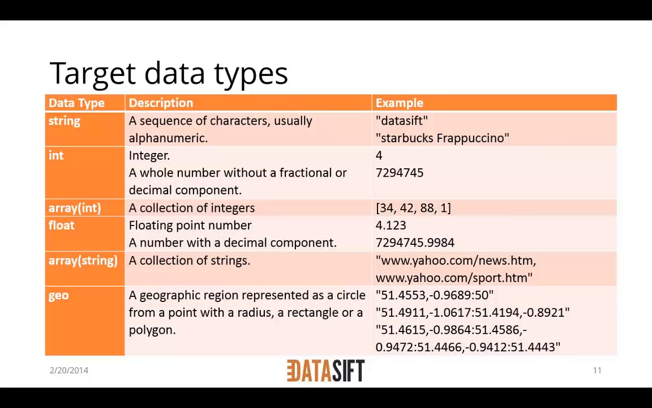Arrays of strings. So going back to the one I mentioned about the domain names of all the links that are in an interaction, the value of that particular target is going to be an array of strings, a list of strings. And then we have the geo ones. And geos just have longitudes and latitudes in. I'll show you an example of that one next.